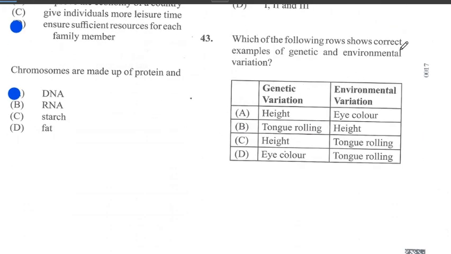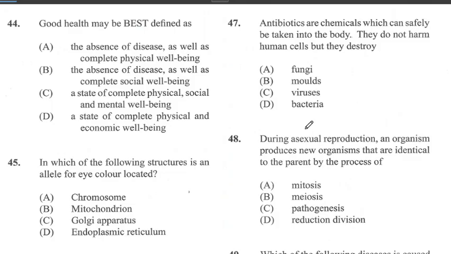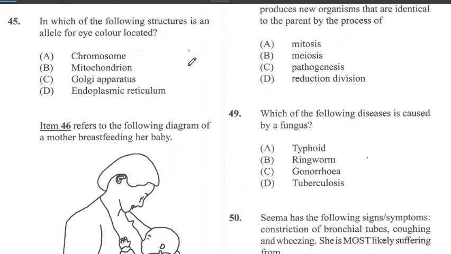Which of the following rows shows correct examples of genetic and environmental variation? That would be tongue rolling and height. Good health may be best defined as a state of complete physical, social, and mental well-being. In which structure is an allele for eye color located? That would still be the chromosome, because of genetic inheritance, which is basically inherent. If your mother has a blue eye or a black eye or a green eye or whatever, you will most likely inherit those similar traits.